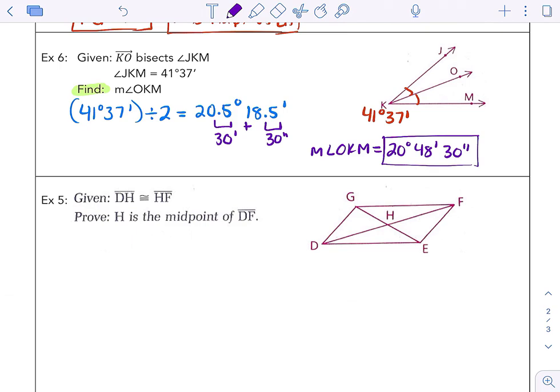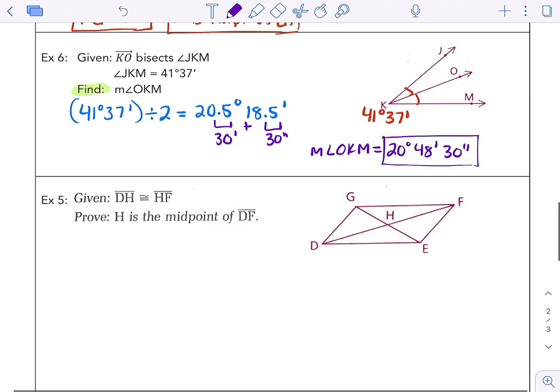And then something I want you to think about here. The actual part of this problem that related to the section today, bisecting an angle, that was the beginning, just realizing we needed to divide by 2. I would say the heavy lifting of this problem was understanding degrees, minutes, and seconds. So if you didn't get an idea earlier on, they do build. So we want to make sure we have a really solid foundation as we keep moving forward.